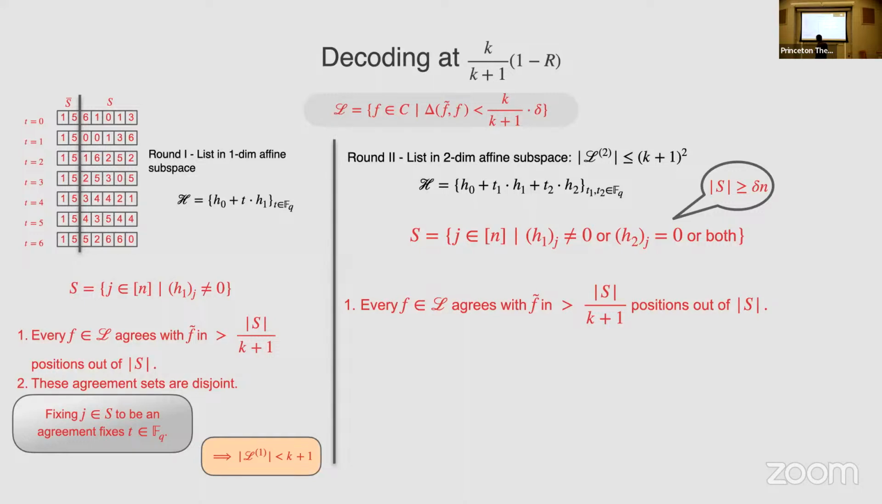The second property is more interesting because now we can't say that these are just disjoint. Two-dimension subspace is not going to have this nice structure. But it still is true that if we fix J to be an agreement, that is going to give a new affine constraint on T1 and T2. And this affine constraint is going to be non-trivial because we chose S to be not equal to zero. So we get a new affine constraint, and then everywhere where a particular J is an agreement, that will really look like a dimension 1 case.